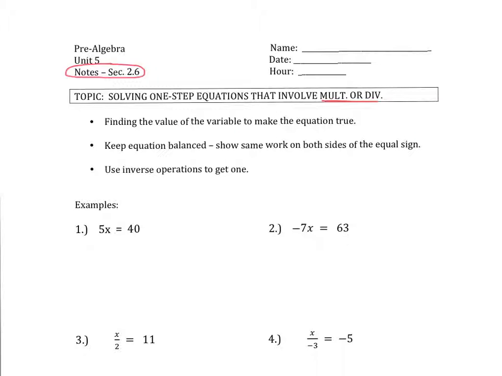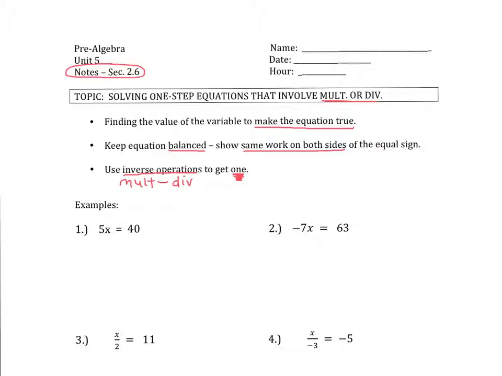The first bullet point, we're still going to be finding the value of the variable to make the equation true. Second bullet point, we have to keep the equation balanced, and we have to show the same work on both sides of the equal sign. And the third bullet point, we're going to be using inverse operations again, but today it's either going to be multiplication or division. Yesterday it was add, subtract. Today it's multiply, divide. And we're trying to get 1 now, not 0, but 1.